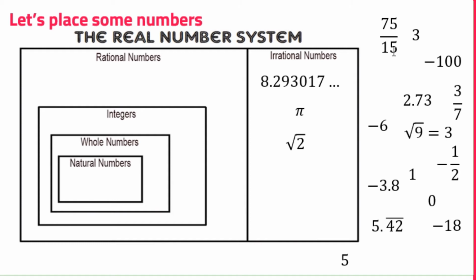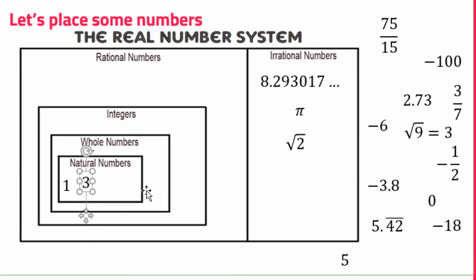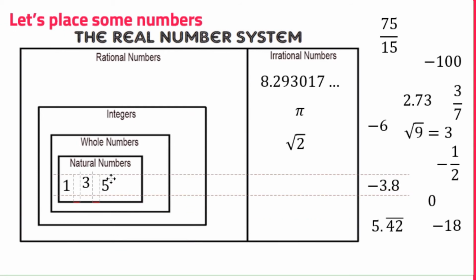All right, let's jump to the other side. Let's start on the innermost category, natural. Kids naturally learn 1, 2, 3, 4, 5. So let's find the numbers that kids naturally learn. They naturally start at 1. They learn 2. I see a 3. 4, 5. I see a 5. It's natural for kids to know those numbers.